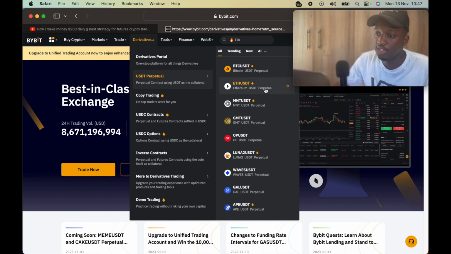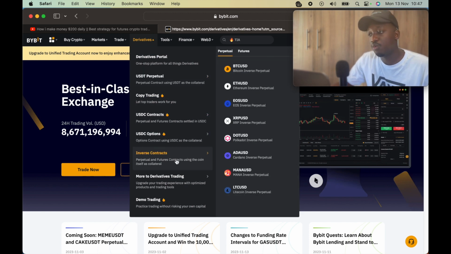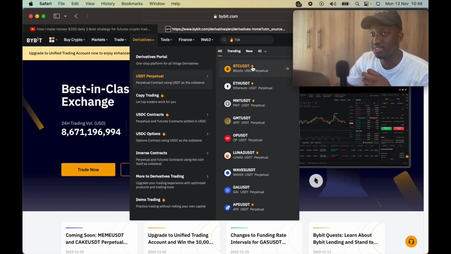Okay, so before we go to the trading dashboard, I also want to explain inverse contract. You only use an inverse contract if you want to trade with Bitcoin as your collateral. For example, if I want to trade USDT against Bitcoin, which I'm going to do right now, it means I'm going to use USDT as my collateral. So I need USDT as collateral to trade against Bitcoin. That's why it's written USDT perpetual.